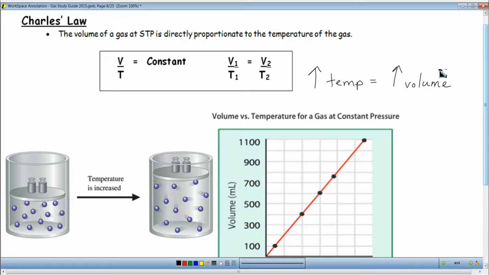Now, one thing that has to happen for Charles' law to work is that I need to have a container that allows for expansion. The container needs to be able to change in volume. So an example might be this piston setup we have here, where this movable piston can expand to allow the volume to increase. Or a balloon. If I increase the temperature on a balloon, the gas particles inside will have more collisions with the walls of the balloon, and it allows for expansion.